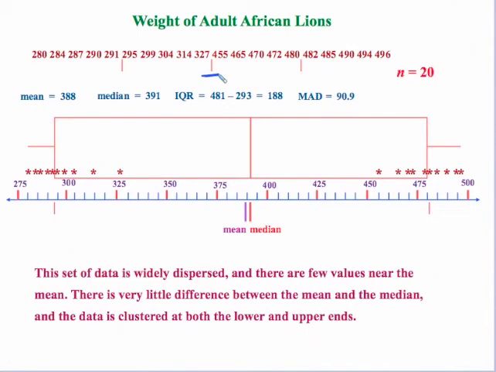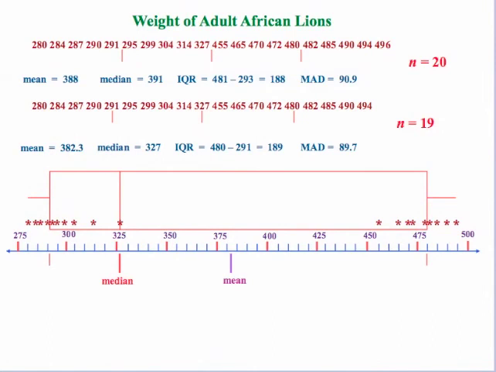So what could cause this? Well, from science we know that your male adult African lions are actually quite a bit bigger than your female adult lions. So that would be a very logical explanation for this, that we've actually got probably 10 female lions and 10 male adult lions, and that kind of explains why the data is clustered the way that it is. Let's take that data set for our lions and adjust it just a little bit.